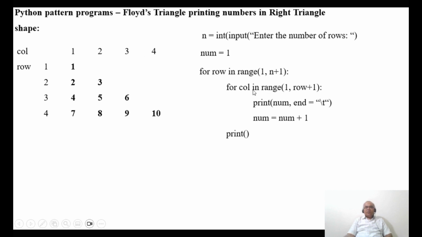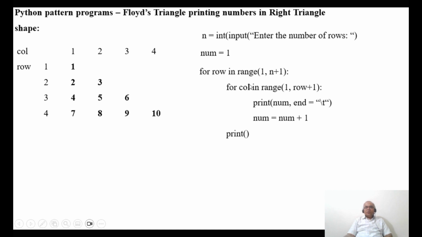And similarly, for column in range 1 comma row plus 1. Because in the first row we have only one character, and in the second row we have 2 characters. Second row, second column. Third row, third column. And in the fourth row, fourth column. So naturally, if it is 1, you get 1 plus 1, which becomes 2. So column is 1 comma 2.